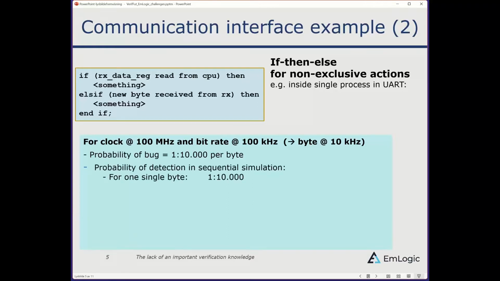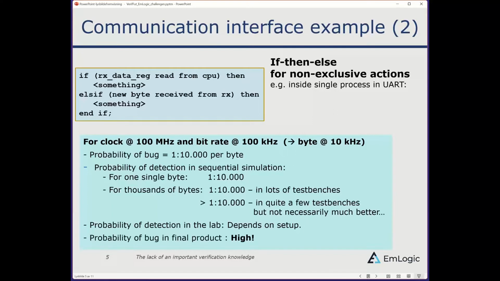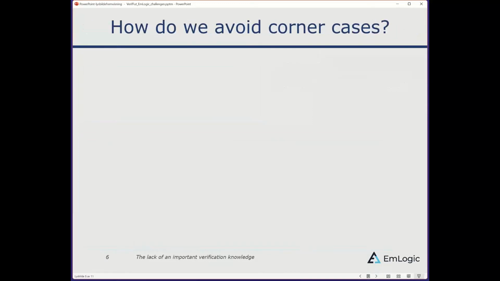And the probability of detecting this in a sequential simulation for one single byte is also 1 to 10,000, of course. For thousands of bytes, it could still be the same in lots of test benches because you're basically doing this test the same way over and over again. In some test benches, you will have a higher probability of detecting this, but not necessarily much better. In a lab, it totally depends on the setup, but again, there's a high probability that you're repeating the same sequence over and over again and will not detect it. Of course, in the field, there's a high probability this will actually occur as a problem because that's more random.